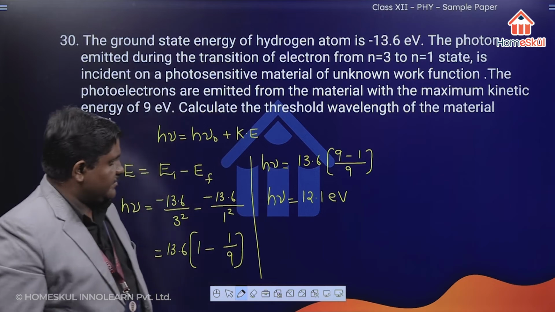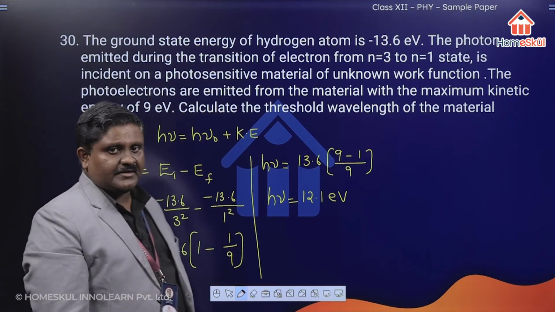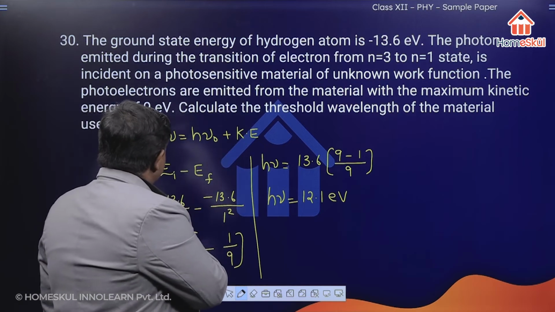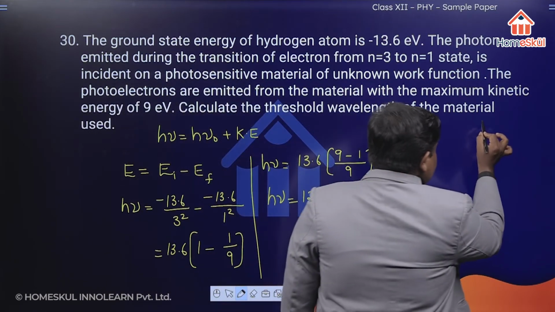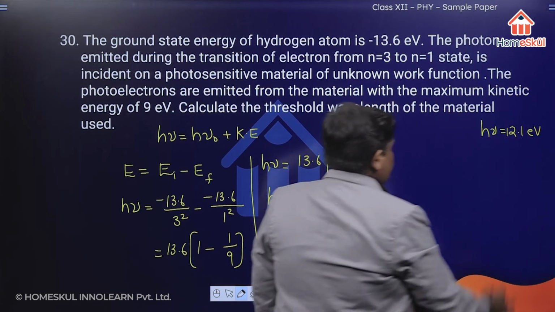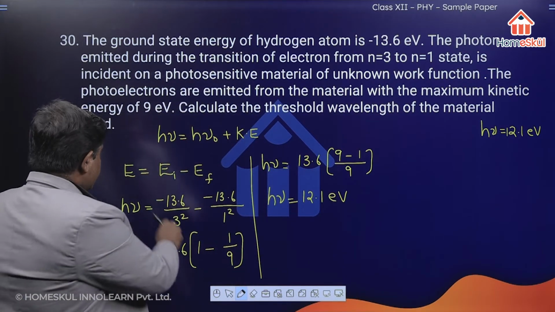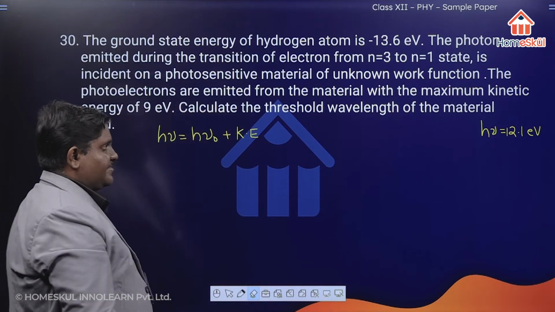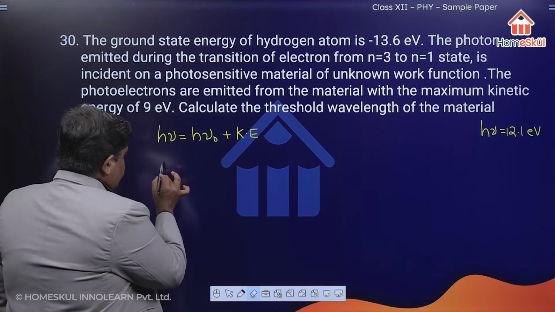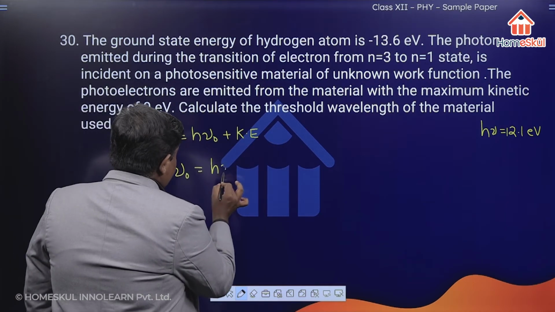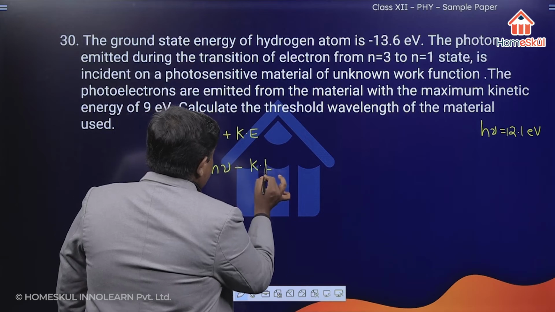H nu, we get the value as 12.1 electron volt. Clear? Okay, so we get the value as h nu is equal to 12.1 electron volt. Then now we are going to calculate what is h nu 0. So h nu 0 is the work function. H nu 0 is equal to h nu minus Ke.